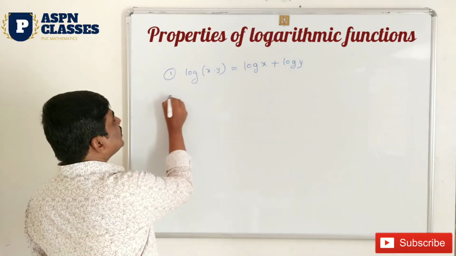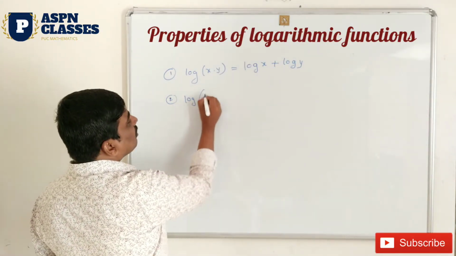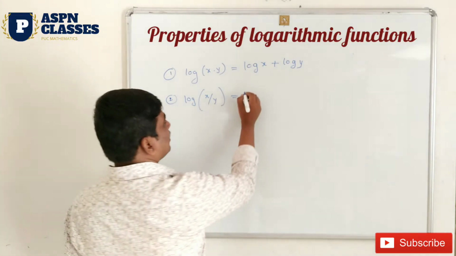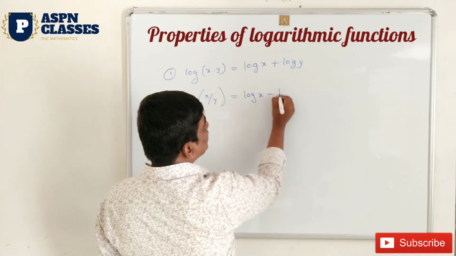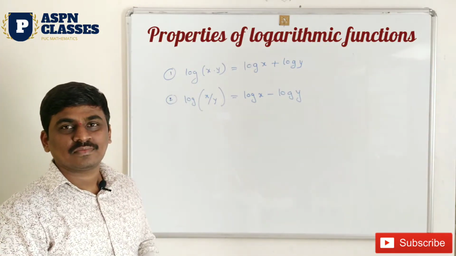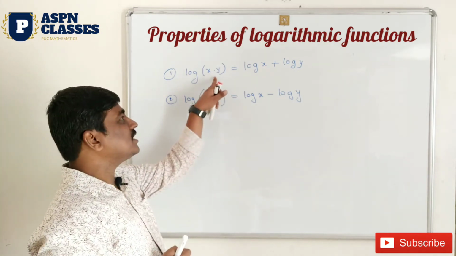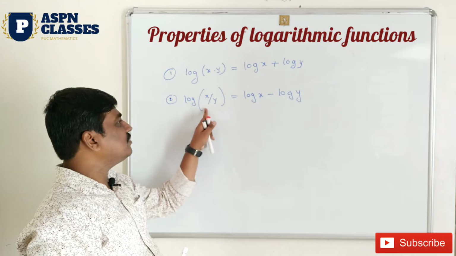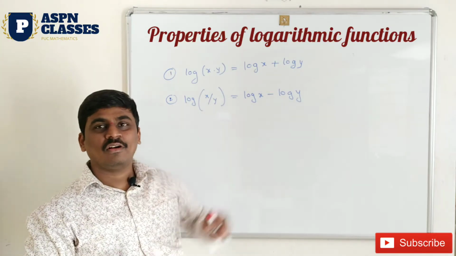Okay, so two variables with a multiplication sign in the middle, you take log of x plus log of y. Suppose division is there, log of x by y, then you take a minus sign: log of x minus log of y. So always remember these formulas. When multiplication is there, you take the addition of the two logs. When division is there, you take log of x minus log of y.